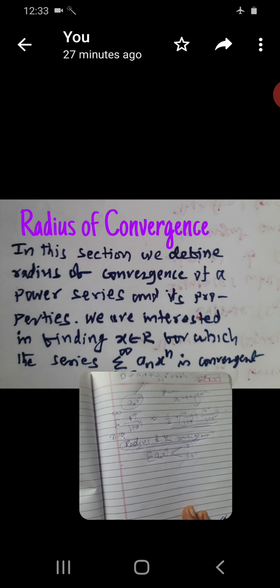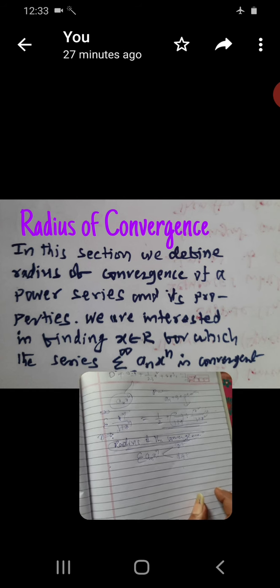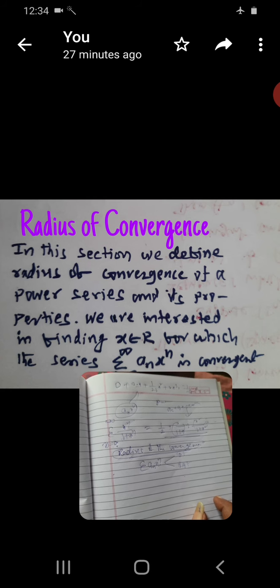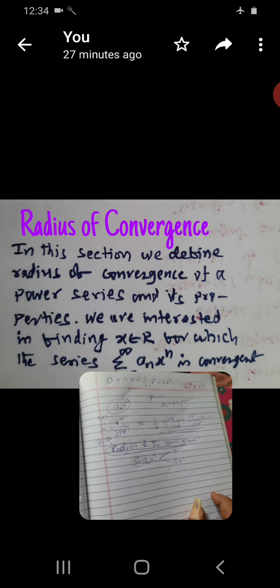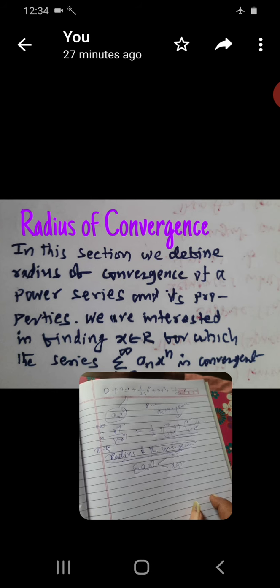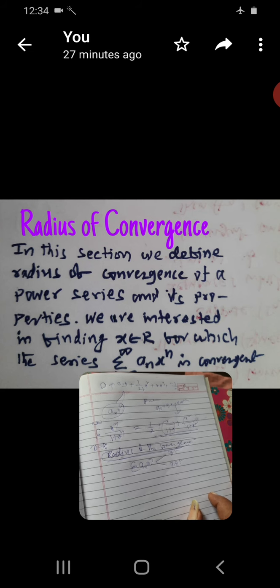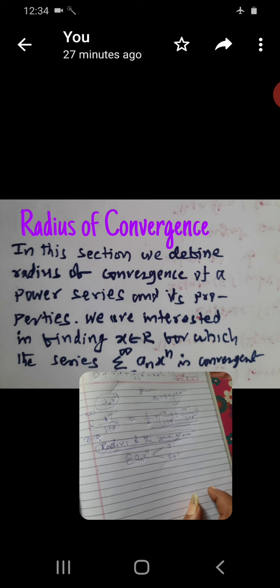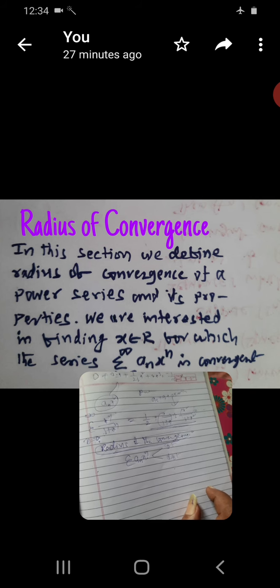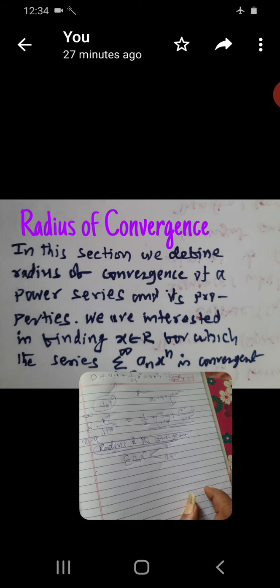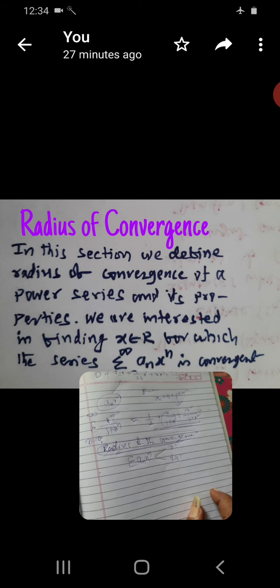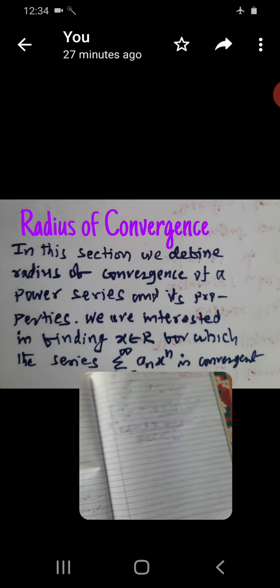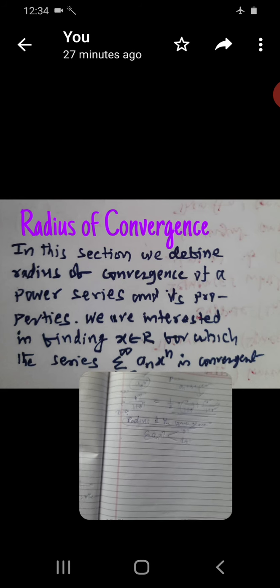Right. In this section, we define the radius of convergence of a power series and its properties. We are interested in finding x in R for which the series sigma n equals 0 to infinity of a_n x power n is convergent. By looking at the properties and characteristics of the radius of convergence, and what lies beneath, we can think clearly about whether it converges or not. This is the power series statement.